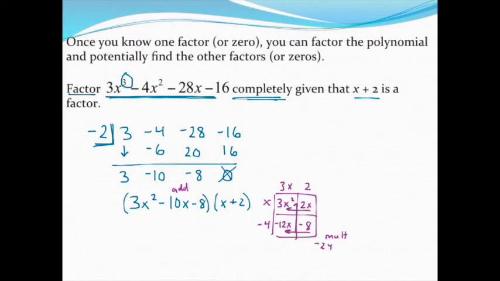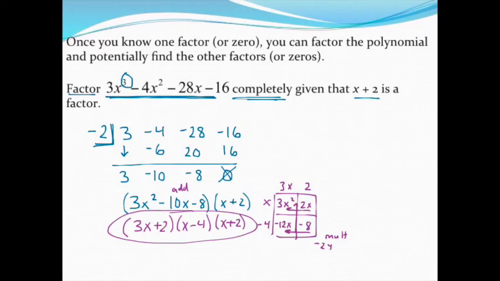So what that means is that trinomial can be factored into 3x plus 2 times x minus 4. And if we include the factor they gave us, x plus 2, we've now factored that original polynomial, that polynomial to the third power, completely into 3 separate factors.